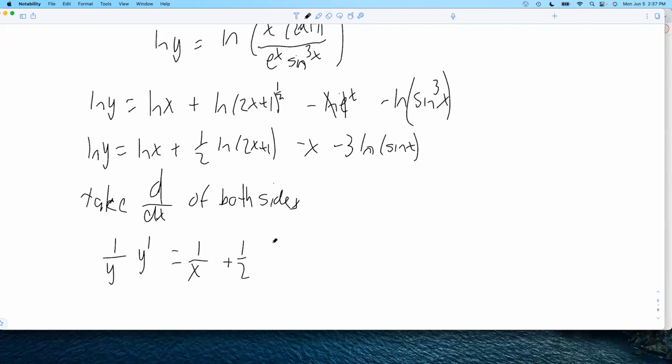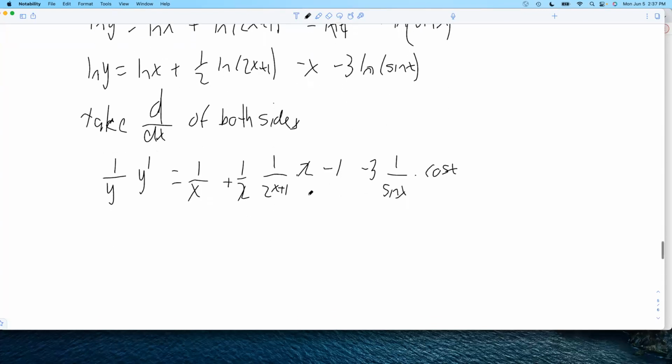Derivative of ln of junk is 1 over junk times the derivative of what's inside. The derivative of that is 2, which is going to end up canceling that 1/2 there. That's just a coincidence. That won't always happen. Derivative of minus x is -1. -3 comes along for the ride. Derivative of log of sine is 1 over sine times the derivative of the inside. Derivative of sine is cosine.